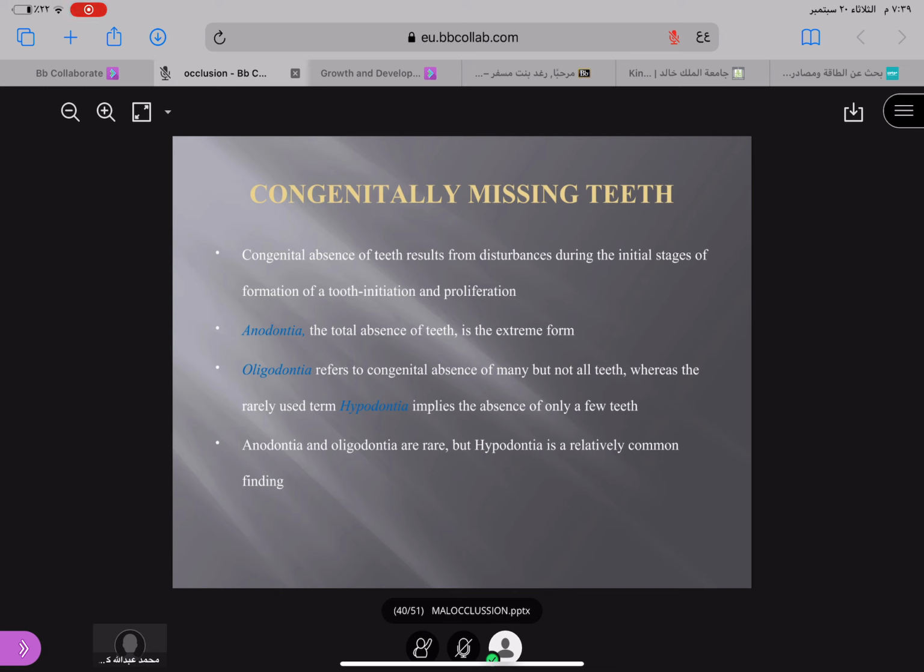What are the teeth usually missing in hypodontia cases? What teeth do you find in clinics which are missing in hypodontia patients?